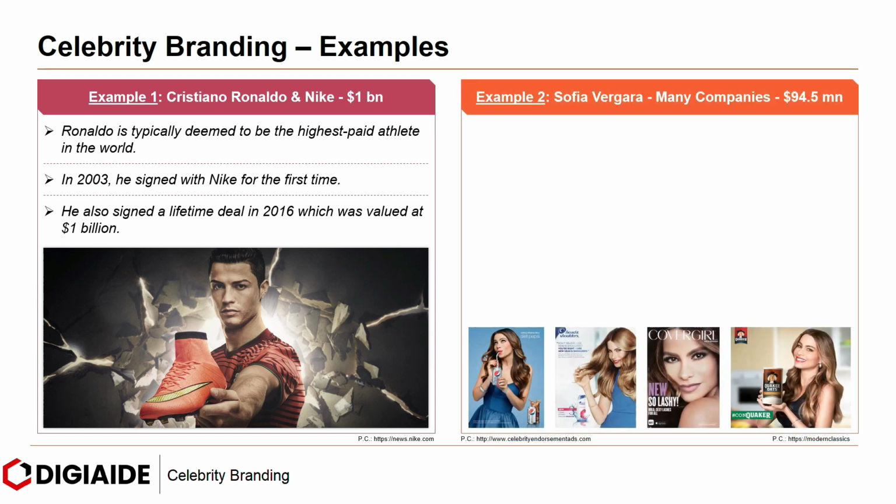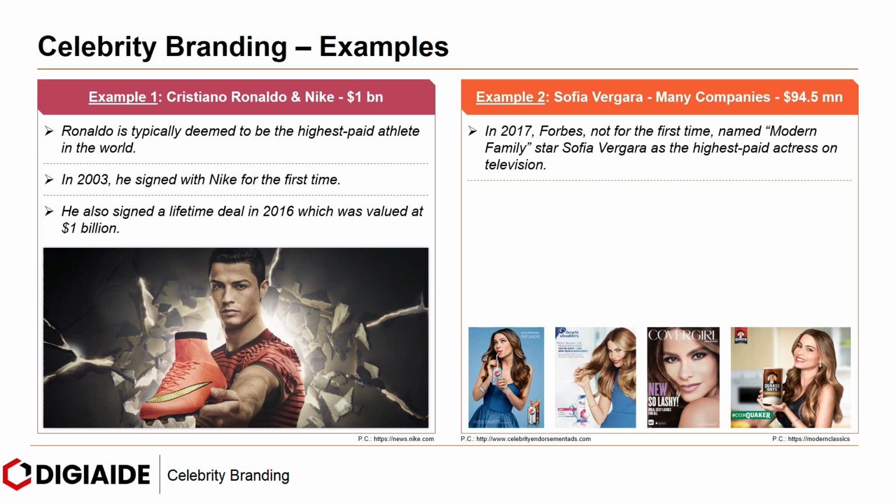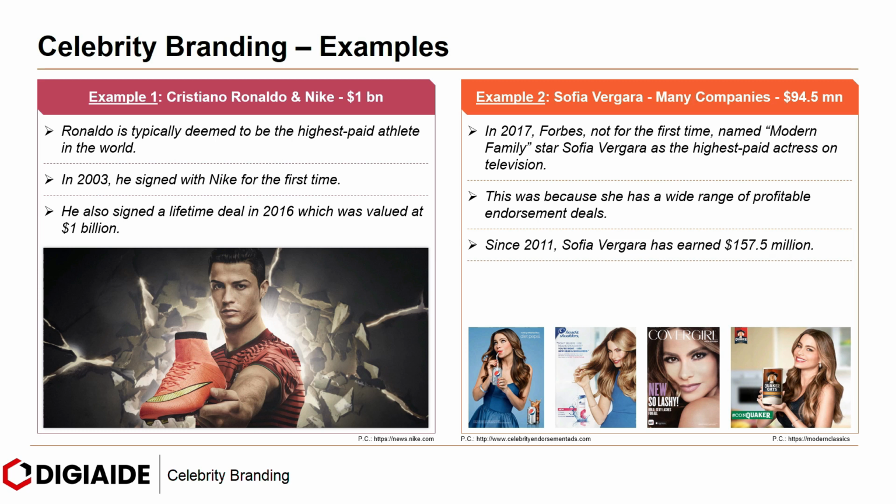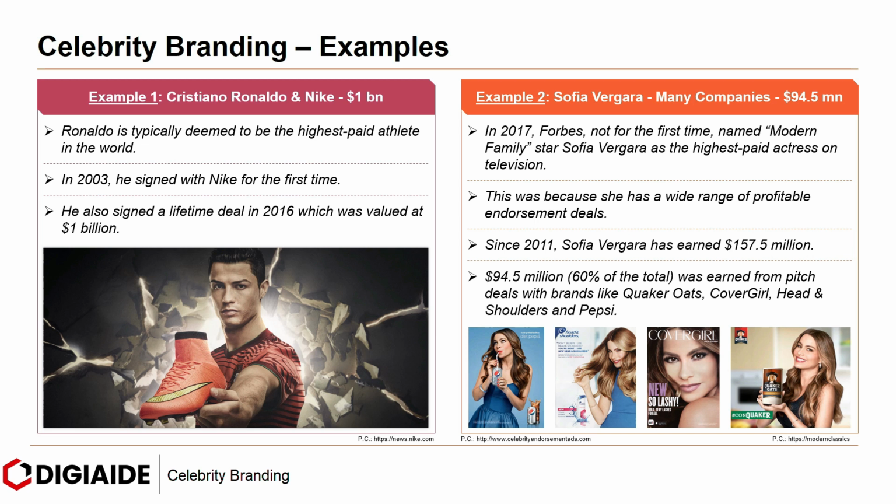Next, Sofia Vergara. In 2017, Forbes, not for the first time, named Modern Family star Sofia Vergara as the highest paid actress in television. This is because she has a wide range of profitable endorsement deals. Since 2011, Sofia Vergara has earned $157.5 million, out of which $94.5 million was earned from pitch deals with brands like Quaker Oats, CoverGirl, Head & Shoulders and Pepsi.